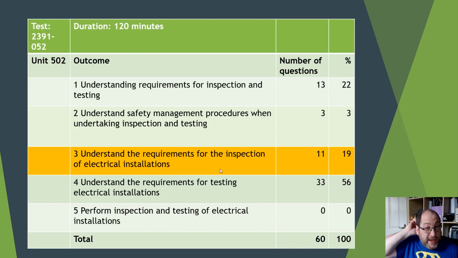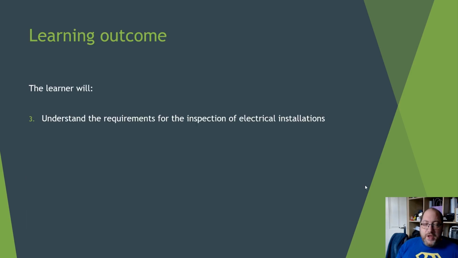Now, outcome 3 is just about inspections, so we're not going to talk about any specific tests in this video. That'll be in the next one. The outcome is to understand the requirements for the inspection of the electrical installation. Now remember, in the 239152, this will cover the inspection requirements for an initial verification and the inspection requirements for a periodic inspection or an electrical installation condition report.